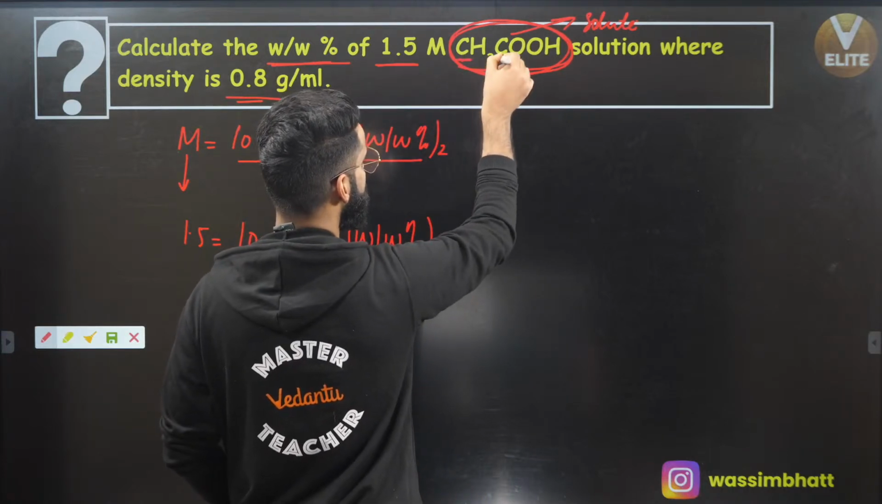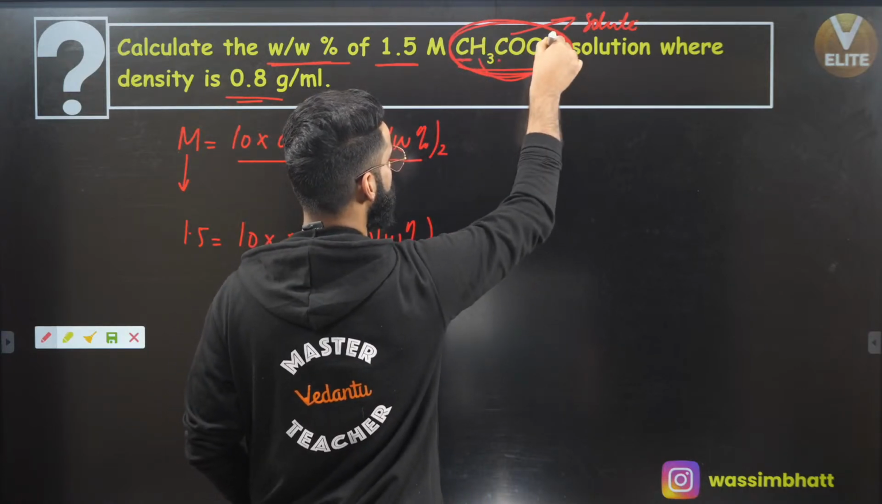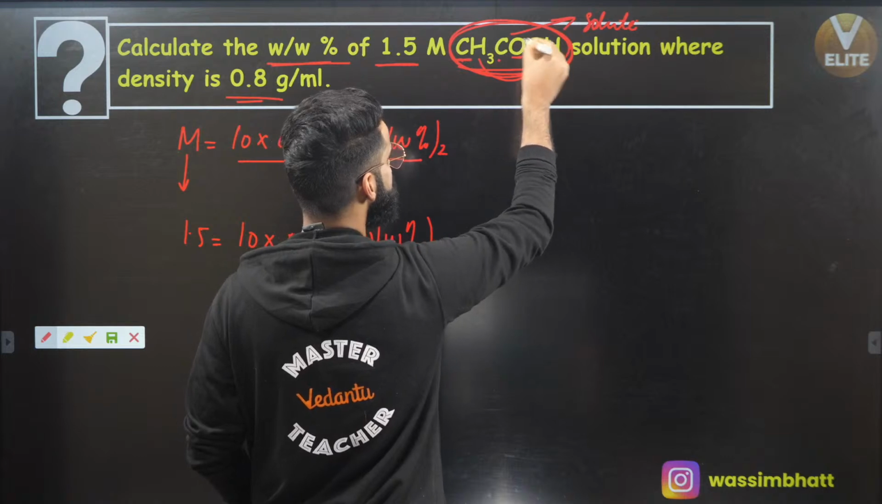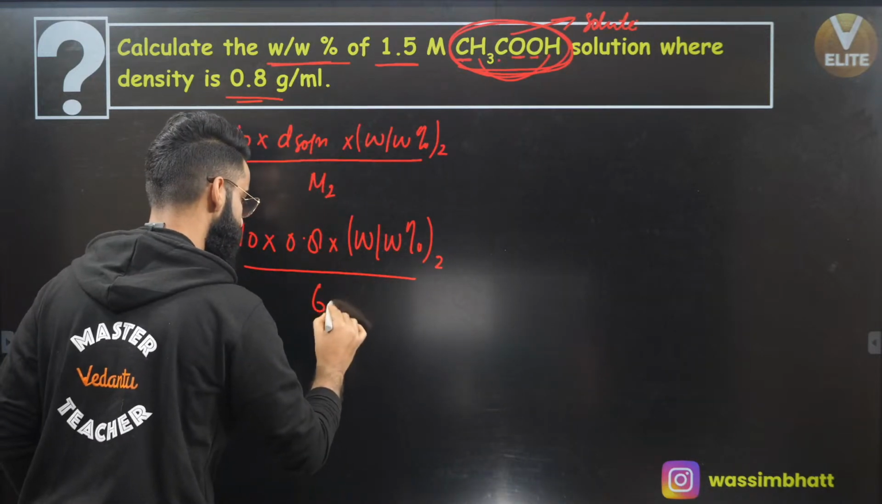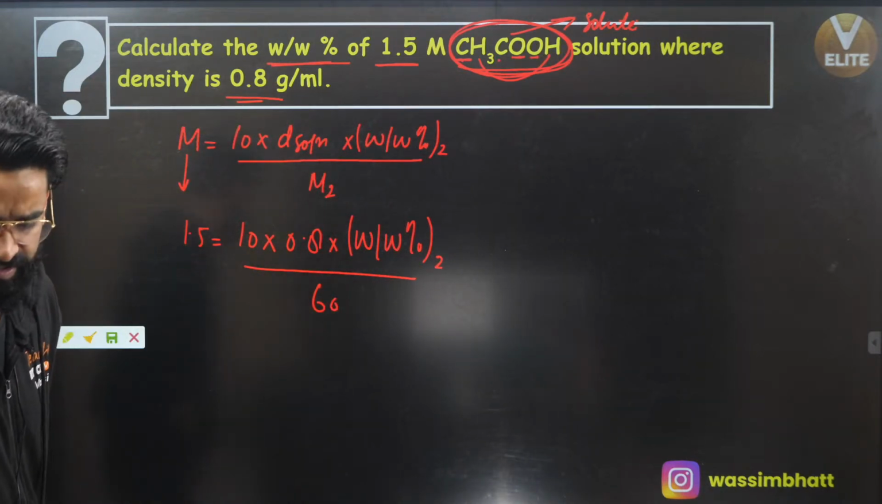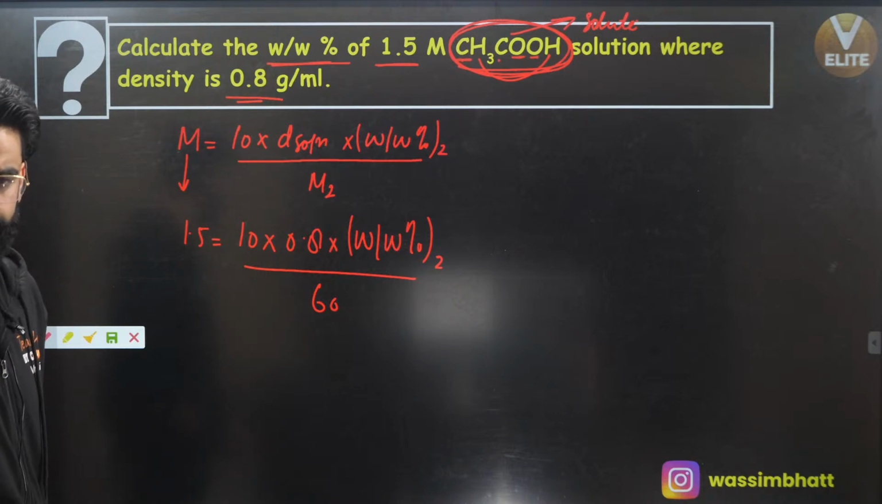Carbon is 12, 12, 12, 24, 24 plus 4 is 28, 28 plus 32 means 60. So 60 grams per mole is the molar mass of CH3COH. Done and dusted, right?